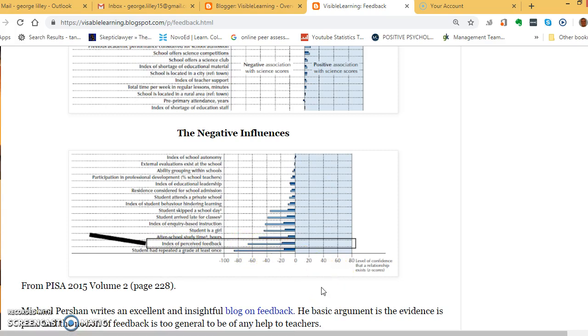So what that all goes to show is that feedback is quite a complex notion, and by combining studies in the way that Hattie does, I don't think it really clarifies the area. And then to call feedback a high impact teaching strategy, I think is quite misleading.